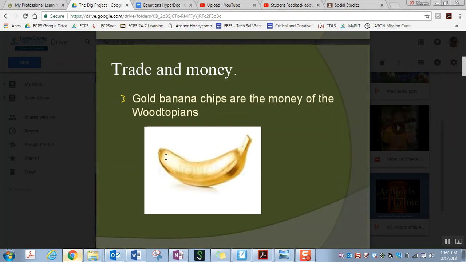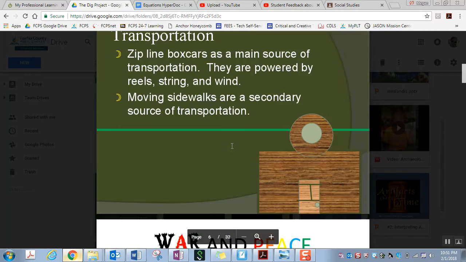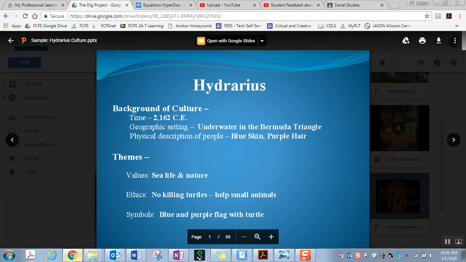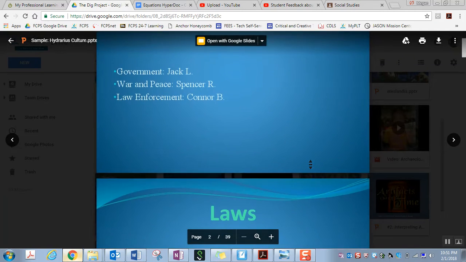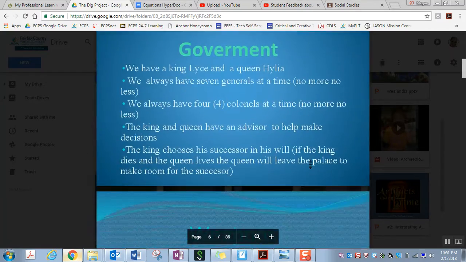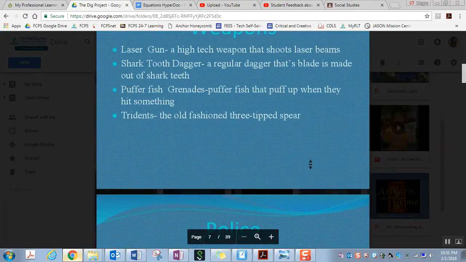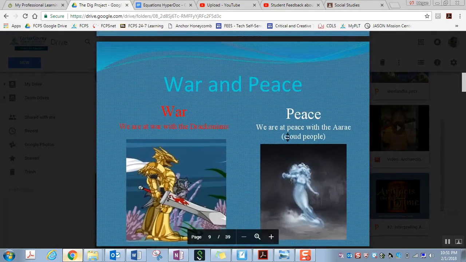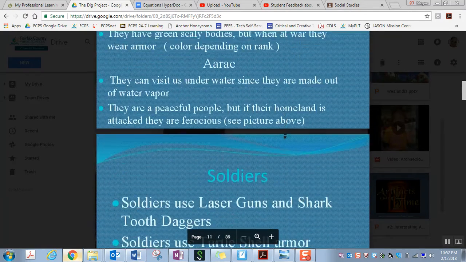So this group did gold banana chips as the money for Woodtopians. When I showed this to them in class, my kids were buzzing with excitement for this project. So I really showed them Hydrarrius, here's another culture, just examples of what to include. My kids were really interested in weapons, but also what the laws were and what would get you in trouble. So they were really into that.